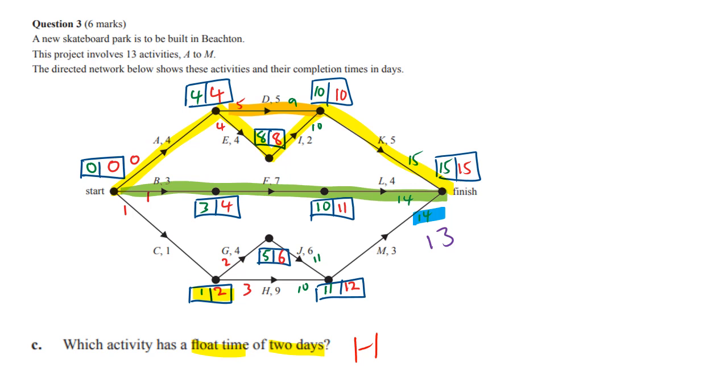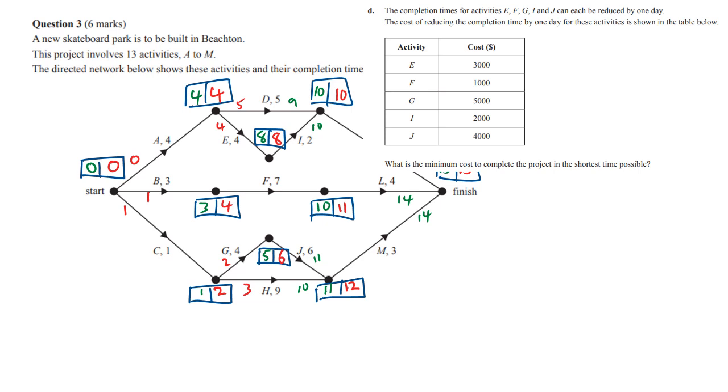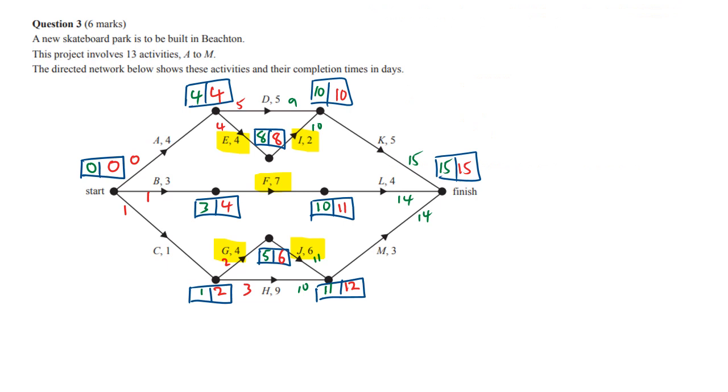Contemplate the whole path. Now this is a crashing question, and it's talking about, sorry, I have to squeeze everything on here. We've got activities E, F, G, I, and J can all be reduced by 1 day, and we've got these different price variables. All right, so I'm just going to remove that now so we can see what we're doing, and then bring the question back. So we're looking at crashing.